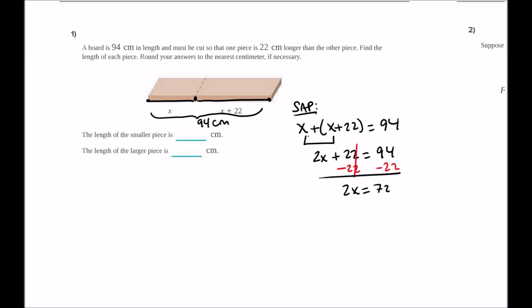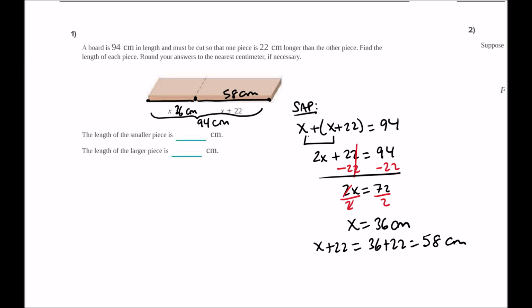Now we can divide by 2 on both sides. We get x is equal to 36 centimeters. Now x is the smaller piece, right? So this is the 36 centimeters. And the other piece is x plus 22, which is 36 plus 22, which is 58 centimeters. So the smaller piece is 36 centimeters and the larger piece is 58.